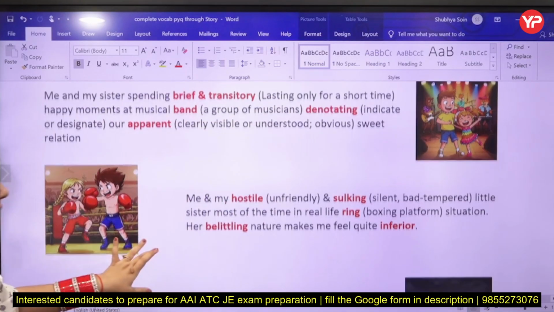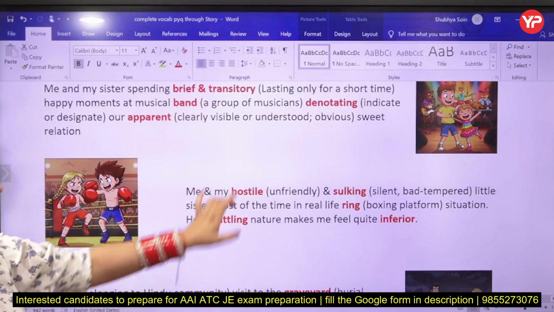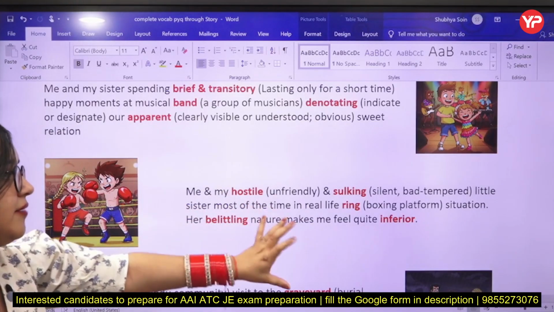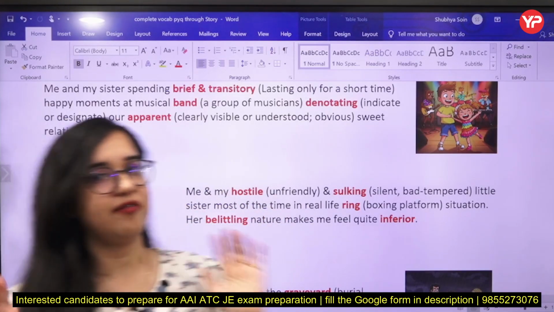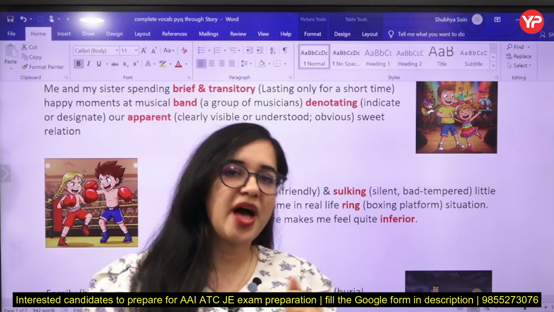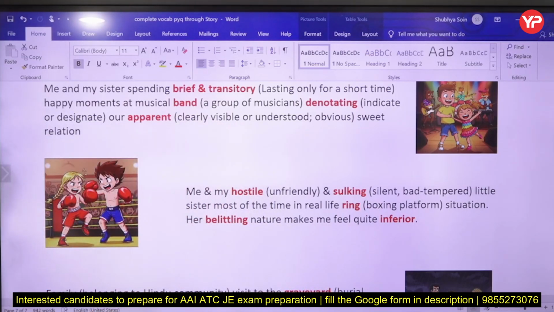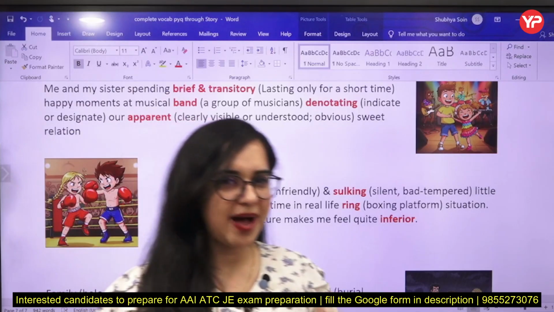Me and my hostile, unfriendly, sulking, that is, very silent, bad tempered little sister. In real life, most of the time we are fighting, but there are certain times when we are having cozy moments also. Her belittling nature makes me feel quite inferior. The kind of nature she has is that she makes me feel lower down, makes me feel quite inferior. I feel very bad when she's doing that.